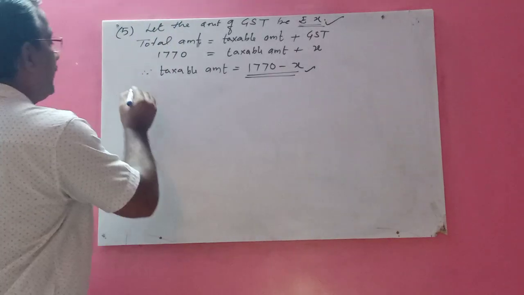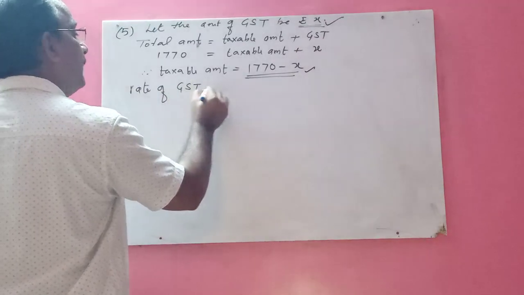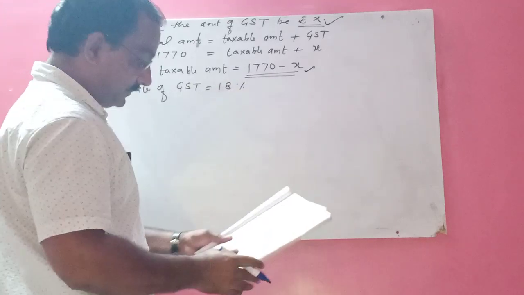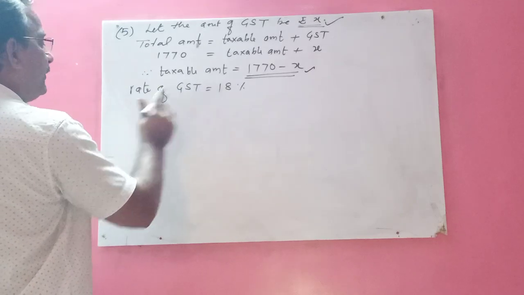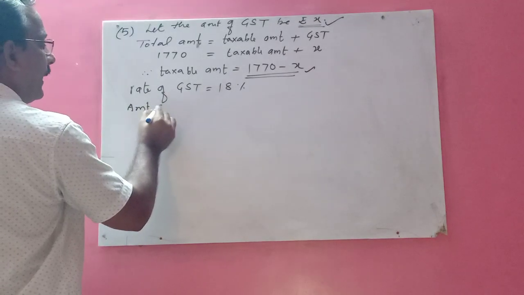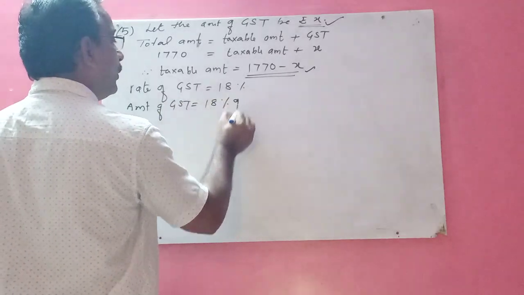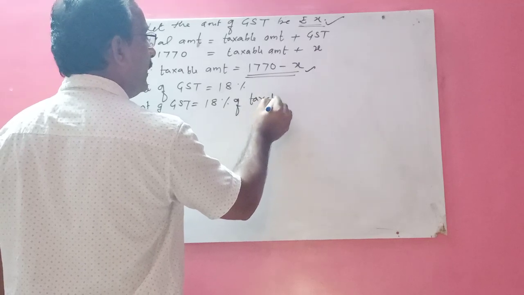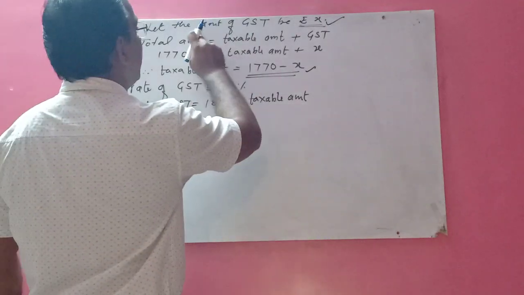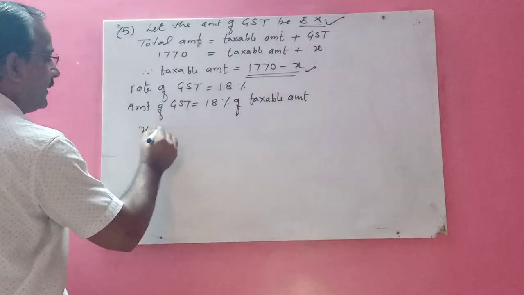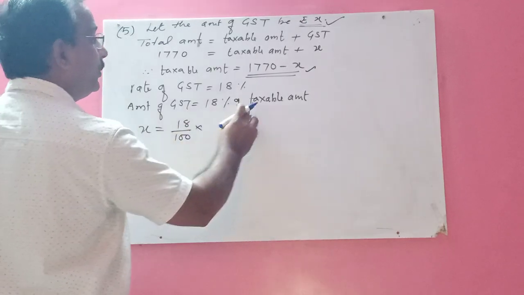Along with this, they have given the rate of GST, my dear children. Rate of GST, how much? It is 18%. Since the rate of GST is given, calculate the amount. Amount of GST is what? 18% of taxable amount. Amount of GST we have taken, see this, X. So write here X is equal to 18% means 18 upon 100 into taxable amount.